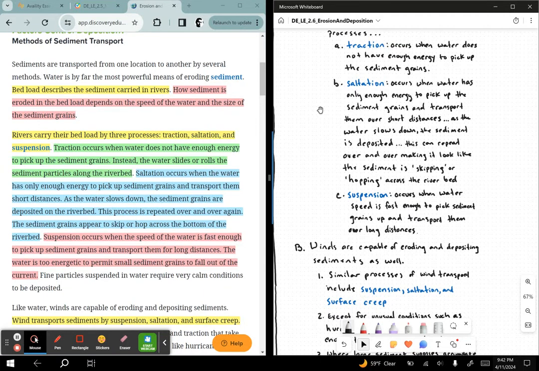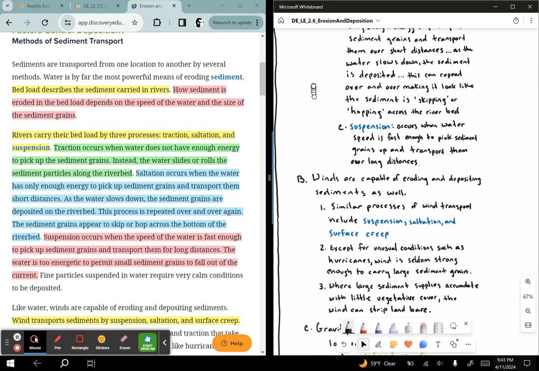The third process is called suspension. Suspension means really to be carried, right? This occurs when the water speed is fast enough to pick up the sediment grains and transport them over long distances. So when you have very fine sand, or silt, or clay, very small particles, it just looks like the water is brown, and you know that it's probably going to carry that for many miles. So that would be suspended, or suspension.